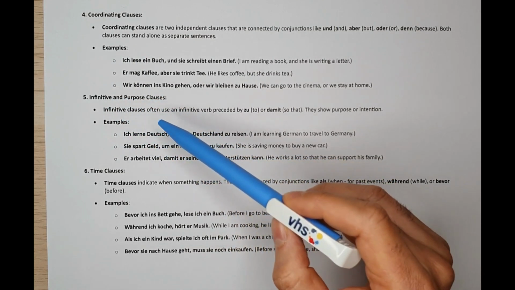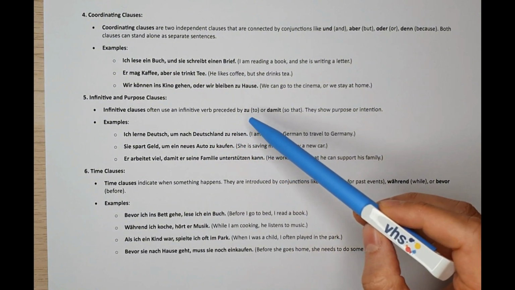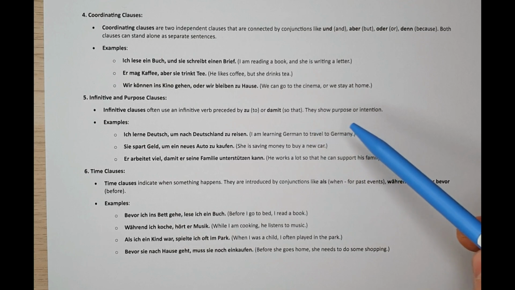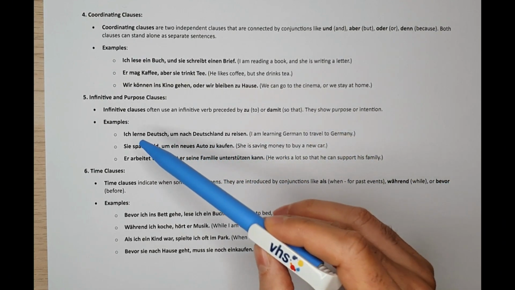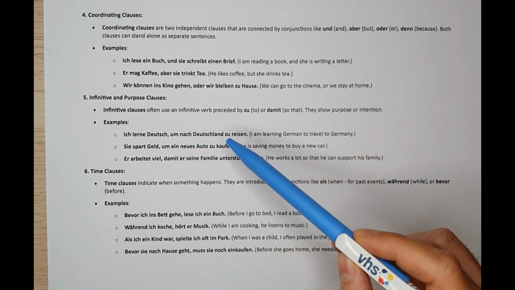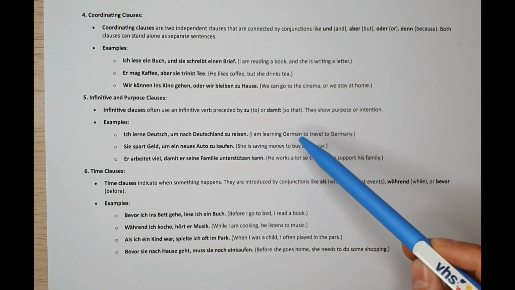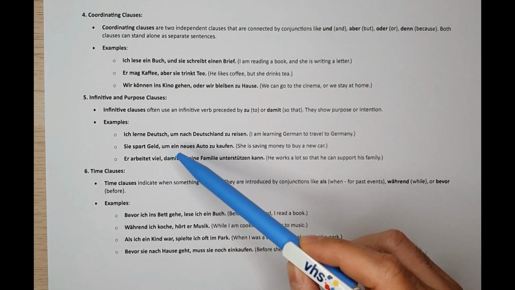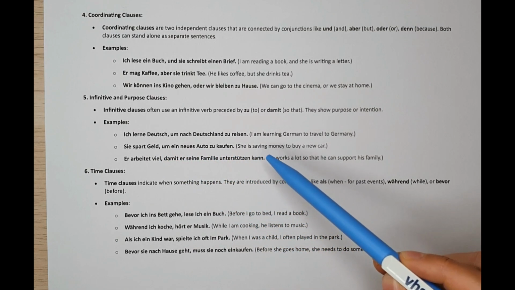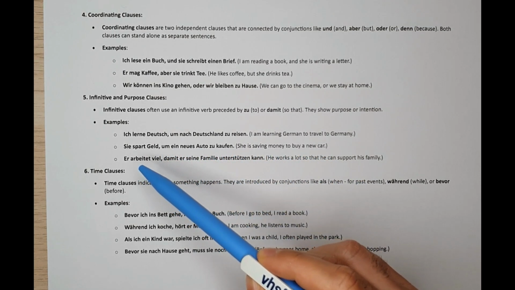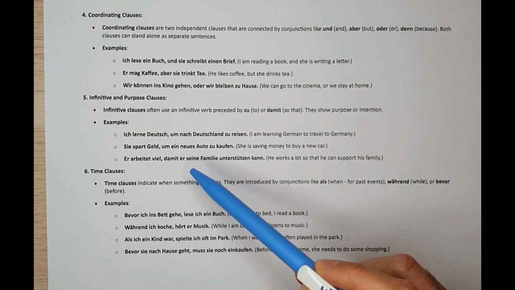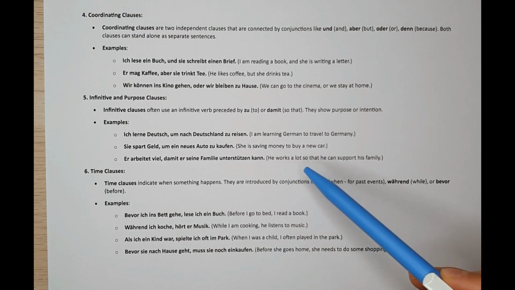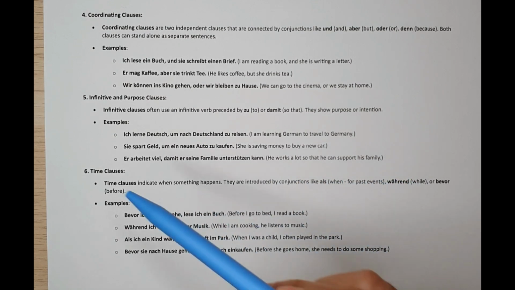Infinitive and purpose clauses. Infinitive clauses often use an infinitive verb preceded by zu. So basically, zu comes before the infinitive, or damit. They show purpose or intention. For instance, ich lerne Deutsch, um nach Deutschland zu reisen. I'm learning German to travel to Germany. Sie spart Geld, um ein neues Auto zu kaufen. She's saving money to buy a new car. Er arbeitet viel, damit er seine Familie unterstützen kann. He works a lot so that he can support his family.